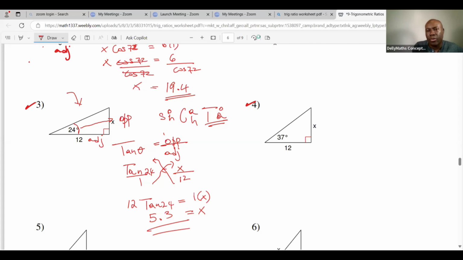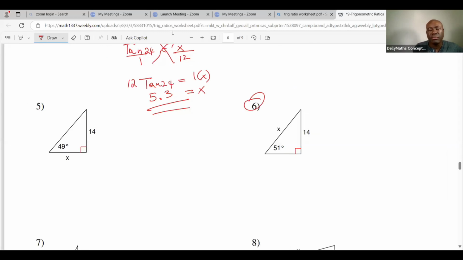All right, let's take a look at the last question. In this last question, we have the angle 51. We were given the opposite side, and we are asked to find the hypotenuse side. So using Soh Cah Toa, we need to decide. We have the opposite side, which is 14, and the hypotenuse side, so it's going to be sine.